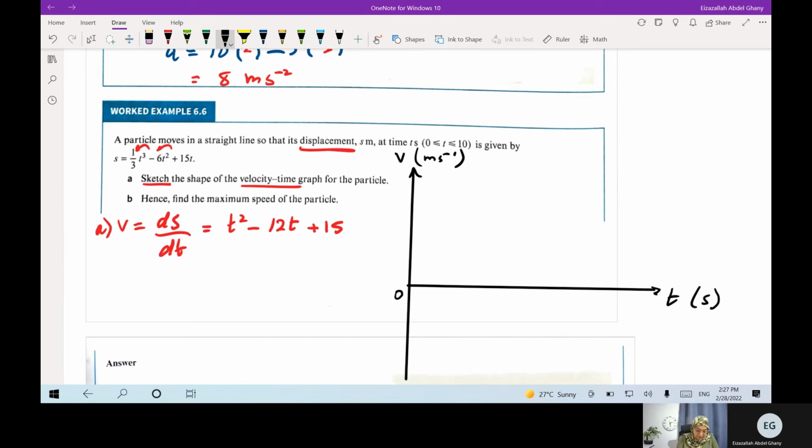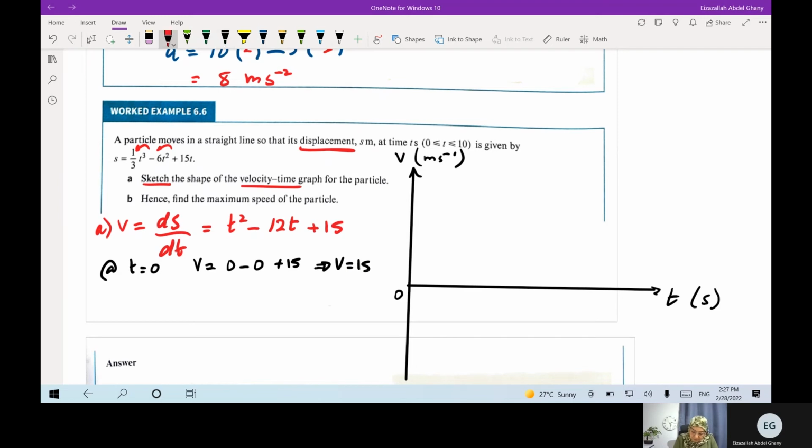And we have to find first at t equals 0. Of course, t equals 0 will give you the y-intercept, which is the v-axis intercept. It is crystal clear. It's 15. v equals 0 minus 0 plus 15. So v equals 15.